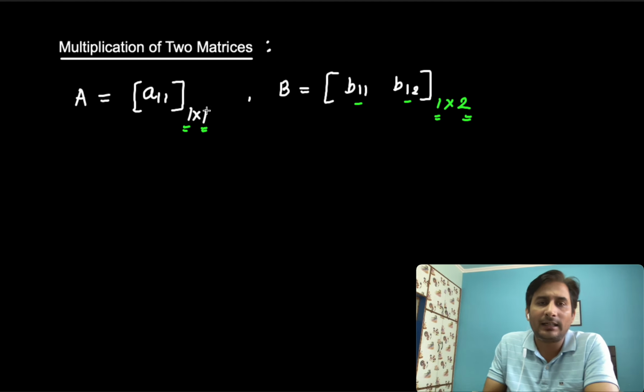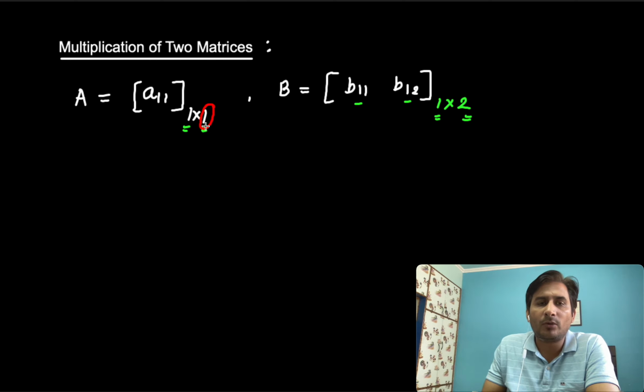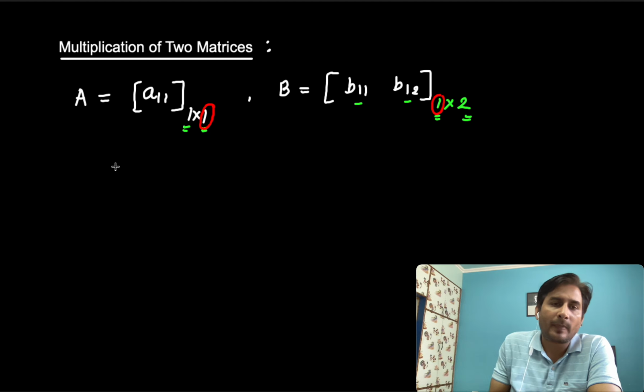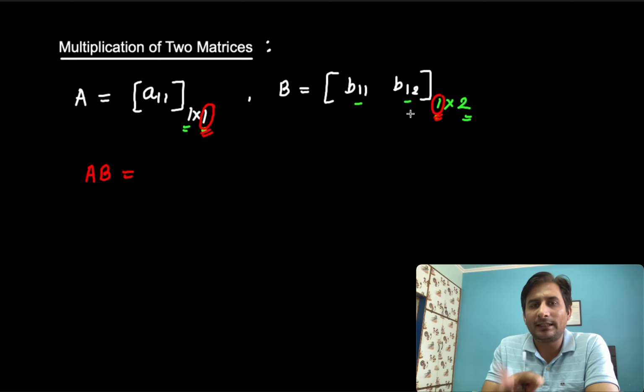The condition is that the column of the first matrix and the rows of the second matrix must be the same. Only in that case are we able to multiply the two matrices. So, this is the condition for multiplication of two matrices: the column of this and the row of this must be the same. In that case it is only multiplicable, right?